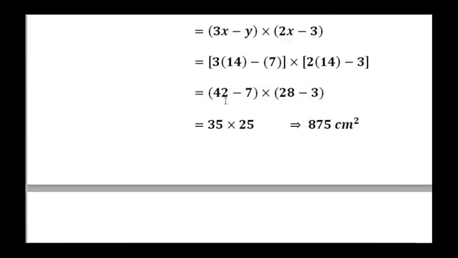Subtracting 7 from 42, we get 35, and subtracting 3 from 28, we get 25. And their product is 875 square centimeter, which is the total area of the given rectangle.